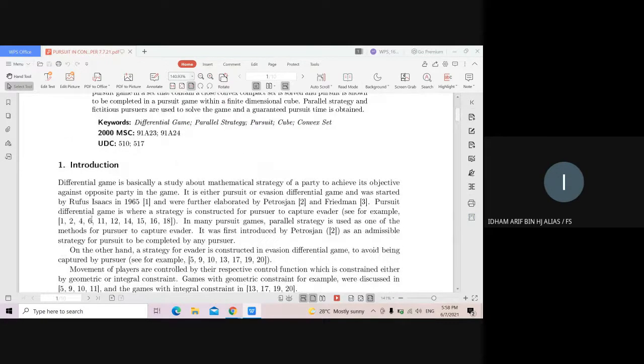Okay, now a little bit about differential game. It is a game where the movement of players are described by some ordinary differential equation, and the purpose is to construct strategy of the focus players in the game. For example, if the game is a pursuit differential game, so the focus is on pursuers, and we have to construct strategy for pursuers so that the pursuers can capture the evader, but the evader can move freely. And there are some examples of this type of game which are listed here.